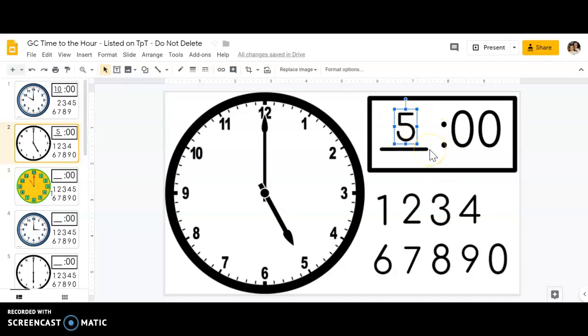that shows the hour. You may complete the rest of the clocks to the hour by yourself and then turn it in to your Google Classroom.